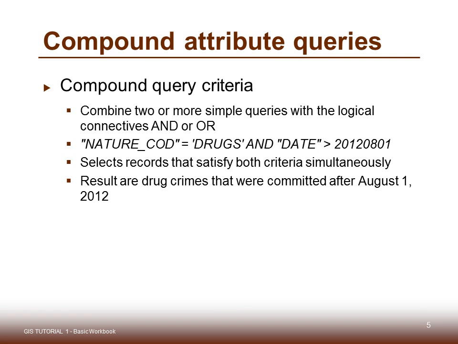Another way to do a query is a compound query. This is where you're combining two or more simple queries with logical connectives and or. For example, nature underscore COD equals drugs and date. So we want to know where there were drug crimes, in this case after, that's greater than, a particular date. So the results are drug crimes that were committed after August 1st of 2012. Notice it's the greater than sign, 2012, 08, 01.